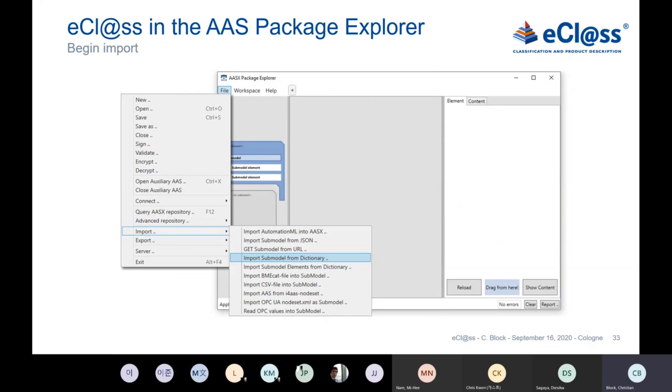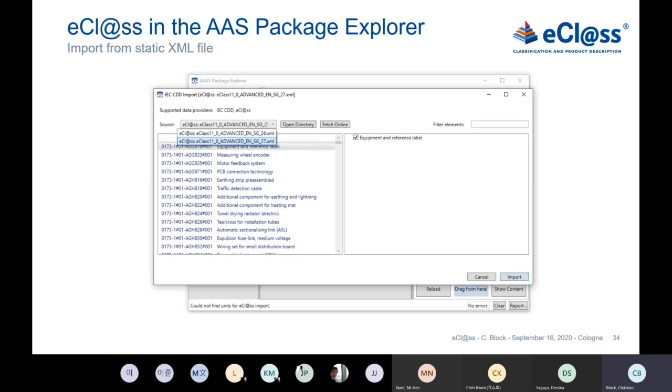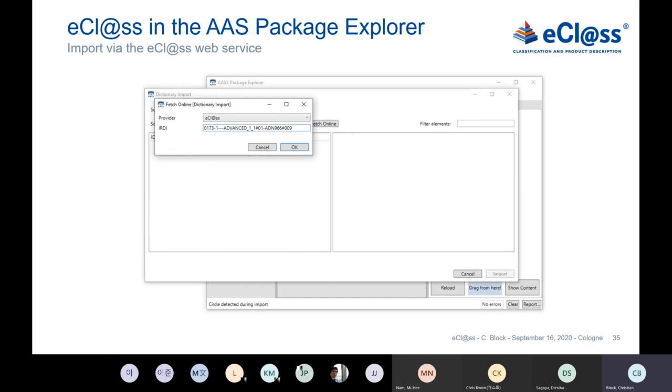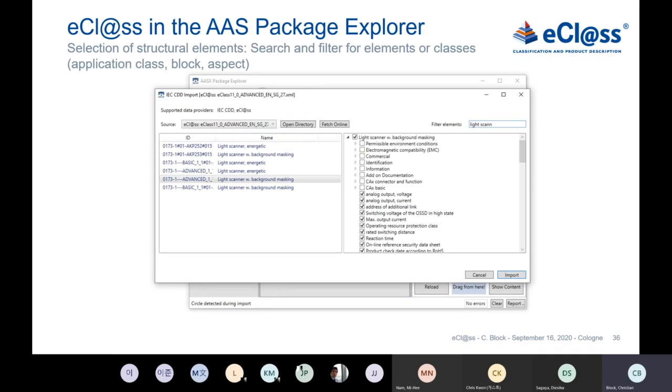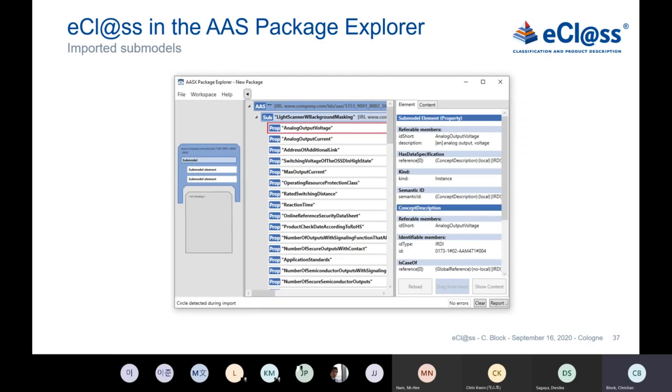E-class is one of these dictionaries. And if you have a license for E-class, and if you have the files of E-class, or if you have in future the web service, you can select a special segment. This is only done because of the size of different segments. Or you can define, okay, I want to import a special IRDI. Then you can use the web service, and then you can select necessary attributes and properties, and you can import such a submodel.